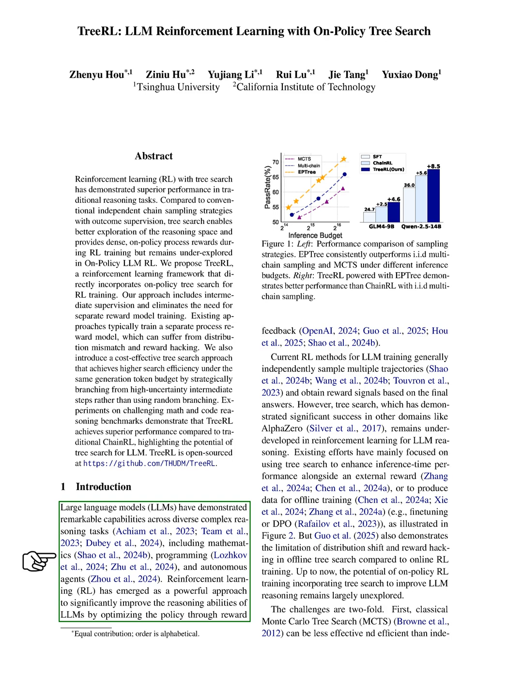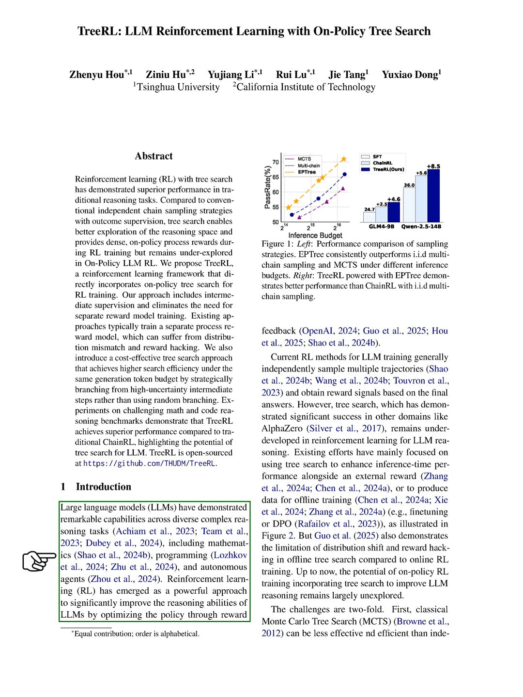Currently, most RL techniques for training LLMs sample multiple responses independently and evaluate them based on their final answers. However, we note that tree search methods, which have been successful in other areas like AlphaZero, have not been fully utilized in LLM reasoning. Previous work has mainly focused on using tree search to improve performance during inference or to generate data for offline training, but these approaches face challenges like distribution shifts and reward hacking.